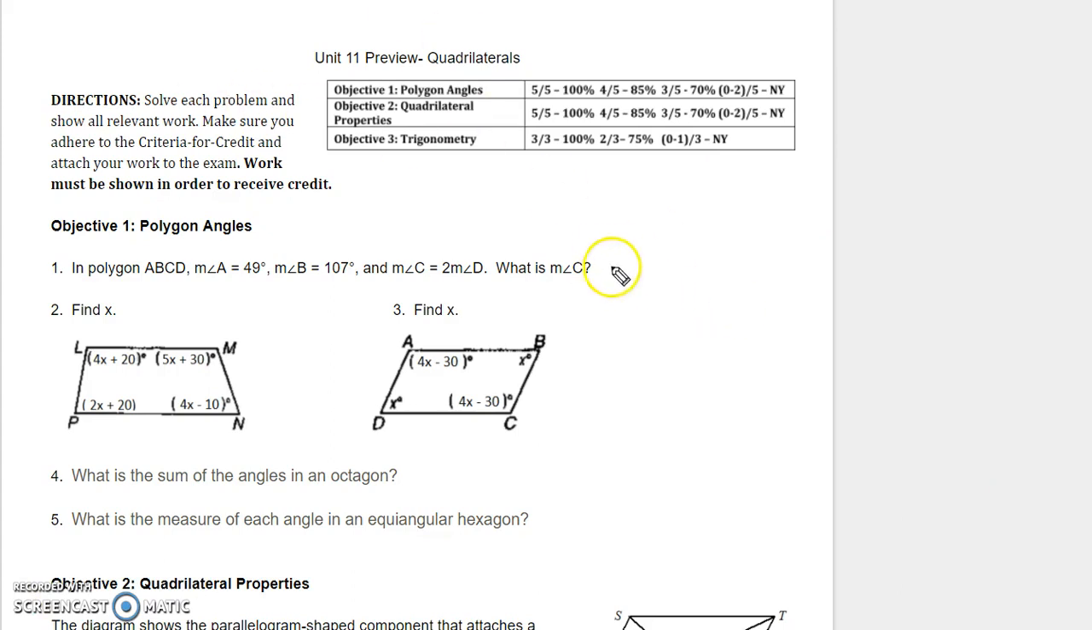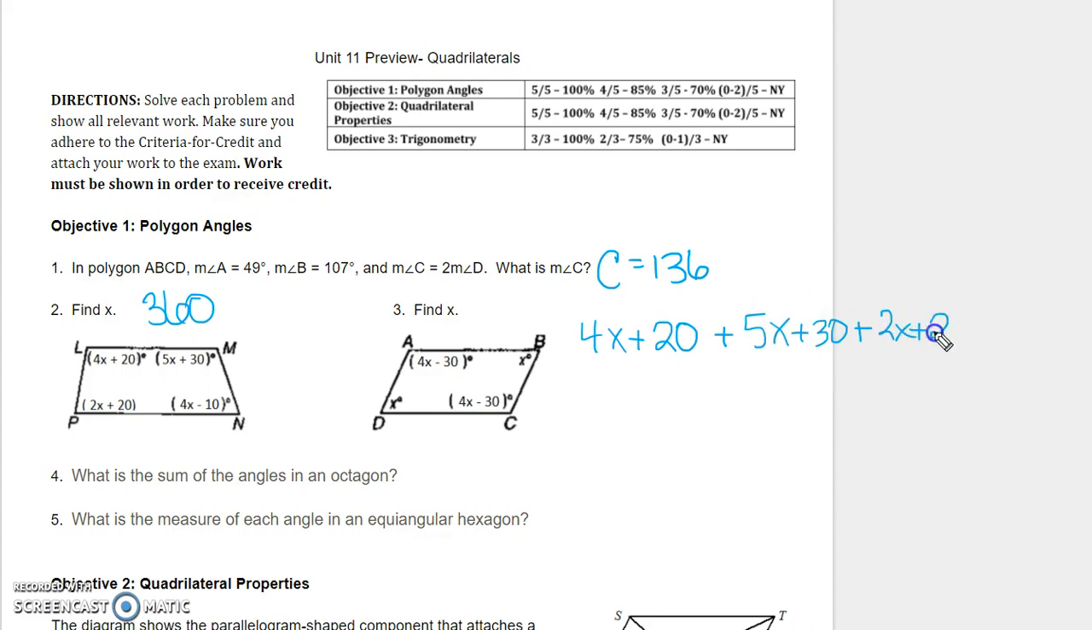Okay, so as we said, C is going to be 136. Now number 2, I just have a 4-sided figure. I don't have anything else other than that, but I do know that the angles add up to 360. So I'm going to combine my terms. 4x plus 20, that's one angle, plus 5x plus 30, another angle, plus 2x plus 20, there's my third angle, plus 4x minus 10, and that's going to equal 360 degrees. I'm running out of room on my screen.